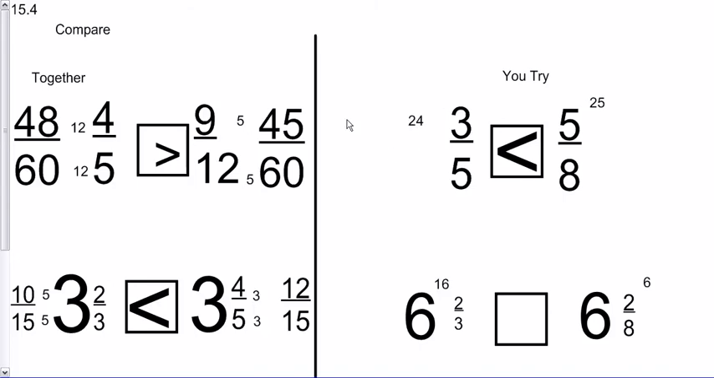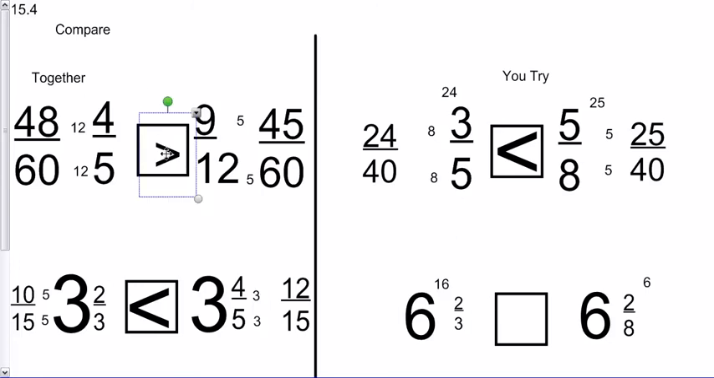So if I wanted to, I could make my fractions 24/40 and 25/40. Because here's all I did. 3 times 8 is 24, 5 times 8 is 40, 5 times 5 is 25, 8 times 5 is 40. So all I did by multiplying diagonally across was take out my denominator part of the step. So 3/5 is less than 5/8.